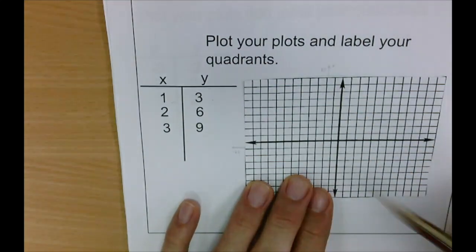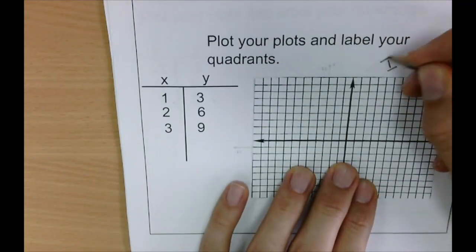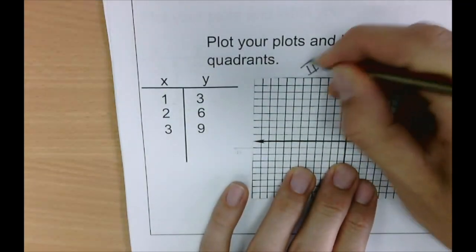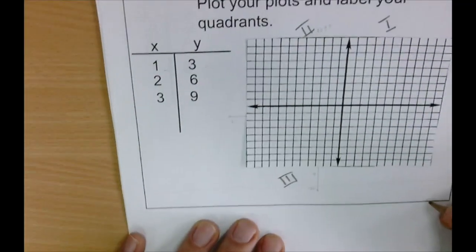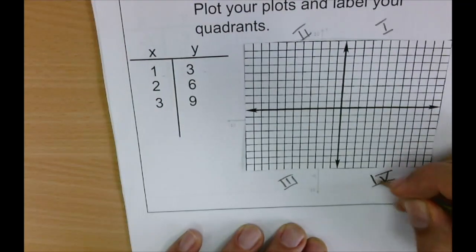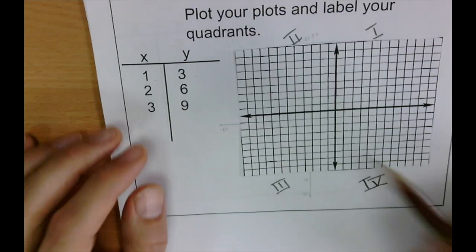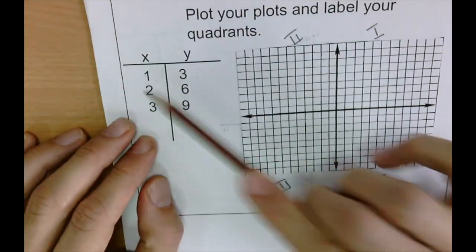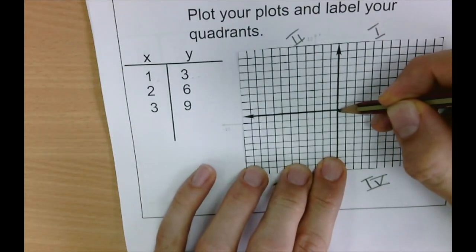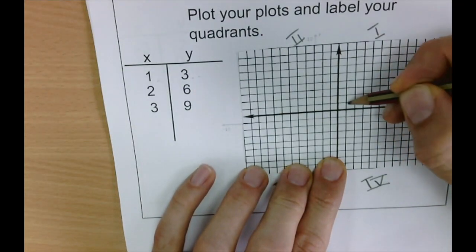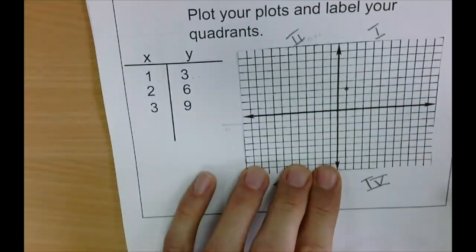So let's begin. First we're going to label our 4 quadrants. This is quadrant 1. This is quadrant 2. And this is quadrant 3. This is quadrant 4. Next we need to get to the chopper. Take, for example, 1 and 3. We'll start in the middle here, and we'll go 1 over and 3 up. 1 over, 1, 2, 3 up. There's our first point.